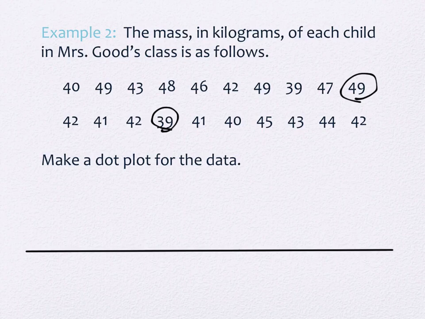Generally speaking, it's a small set of data, right? It's supposed to be fewer than 50 values. So you're going to make a hash mark for every single, like a tally mark for every single value. You're not going to skip any. So we're going to start with 39, and then 40, 41, 42.